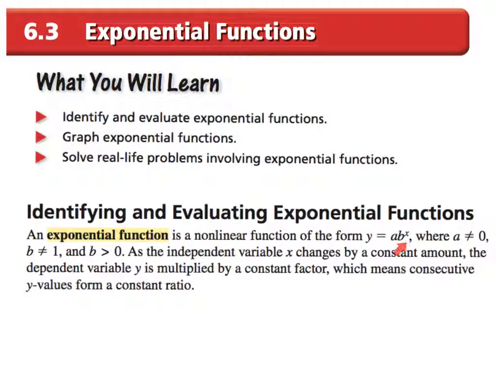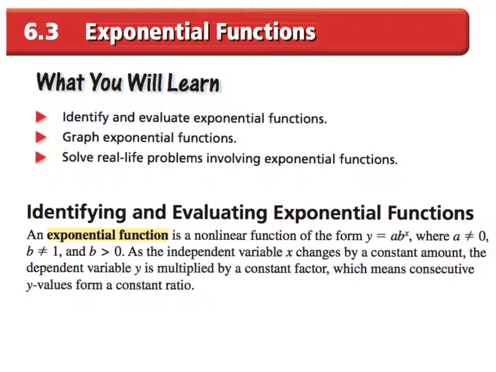The reason why b cannot be 1 is that if b was 1, 1 to any power would still give you 1. Therefore, this would just turn into a number times 1, which will also be a line. B has to be greater than 0. Make note of that. A cannot be 0, b cannot be 1, and b has to be greater than 0. So it could be like 1/2, 1/4, and such, but it cannot be 1. It could be 1.2, 1.1.